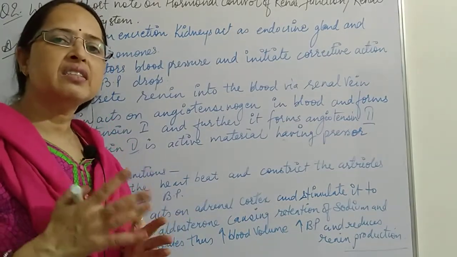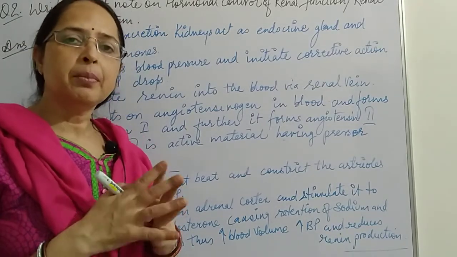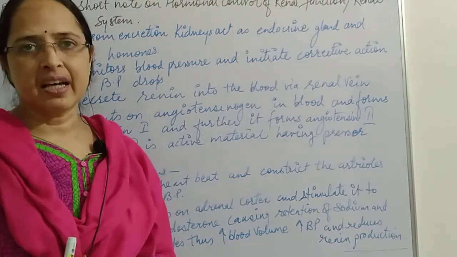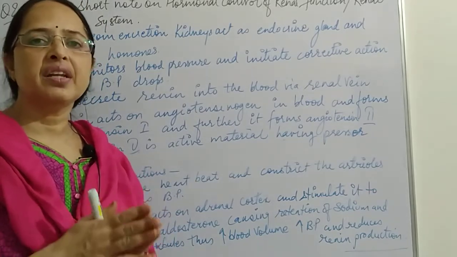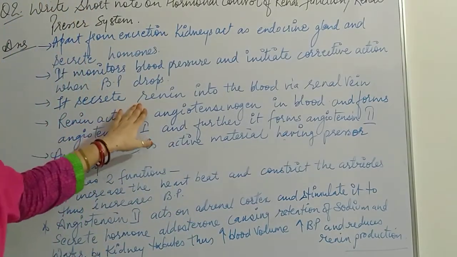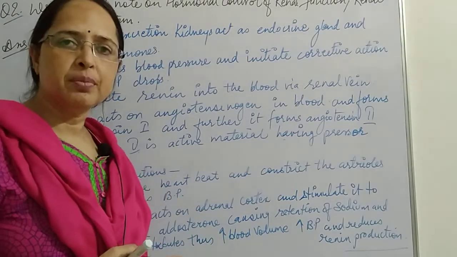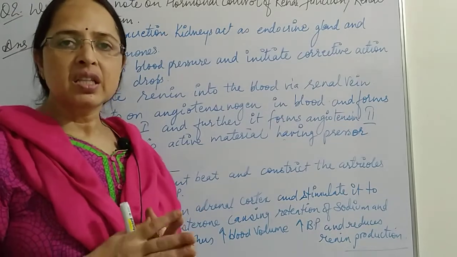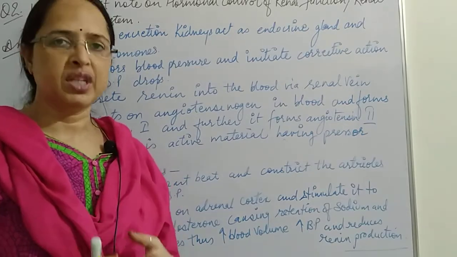We know that kidneys are meant for excretion, for removal of the nitrogenous waste products. But apart from excretion, the kidney also works as an endocrine gland. When the blood pressure decreases, during that time renin is secreted, and this renin enters into the blood because it is secreted in the blood. In the blood, globulin proteins are present. These globulin proteins are called angiotensinogen.